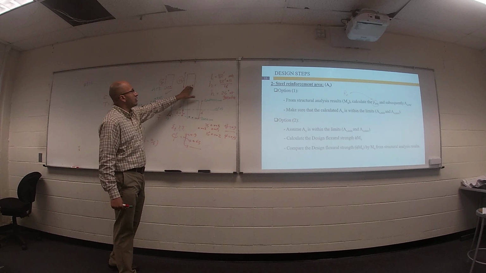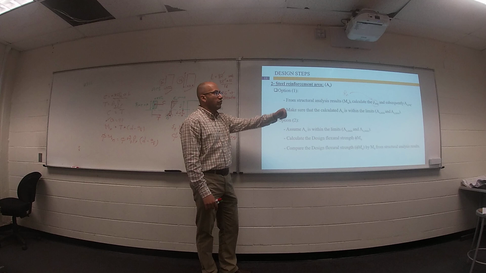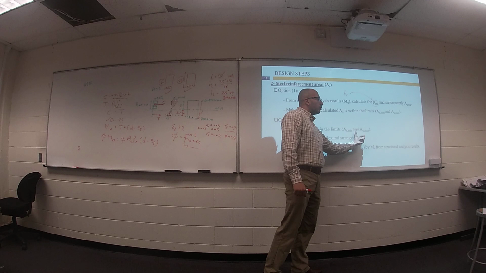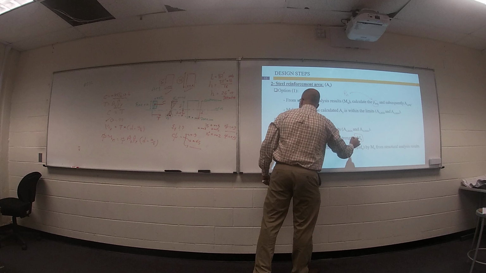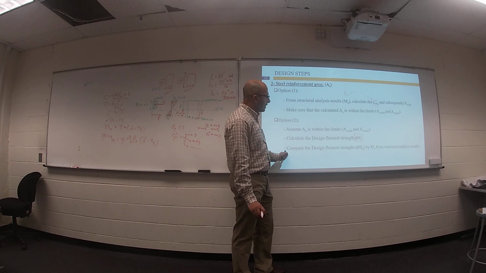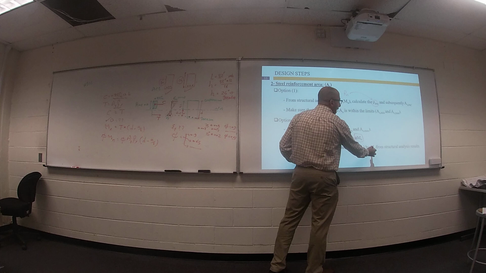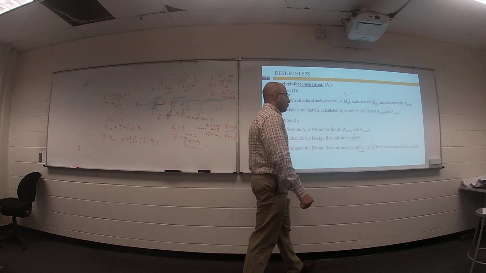That's all. Option number two. I will assume area of steel. Assume any area of steel, but be sure your assumed area of steel is between your limits, minimum and maximum. From the assumed area of steel and your cross section, I can figure out the value of φMn. Once you get φMn, this is your design moment. I will compare between the design moment and the factored moment from structural analysis. This one must be greater than or equal to this one to make sure your assumption of area of steel is safe.